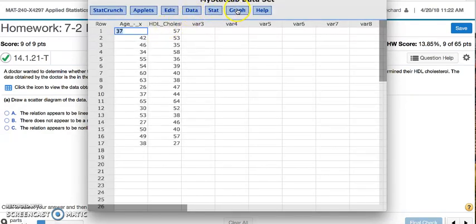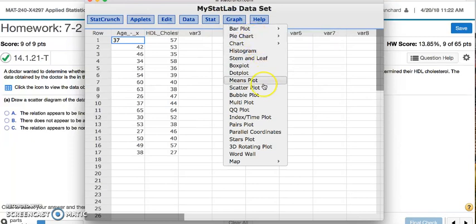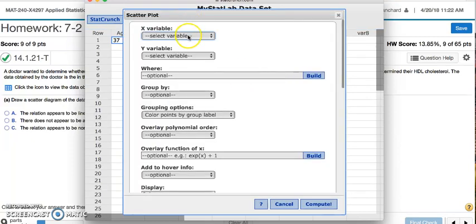So to do our scatter diagram like I did in the videos a little bit earlier this week, we're going to go to Graph and Scatter Plot. We're going to select our X variable, which is age, and our Y variable, which is HDL cholesterol. Remember, because we're using age as a predictor for HDL cholesterol.